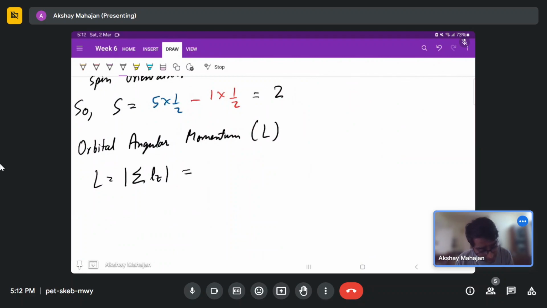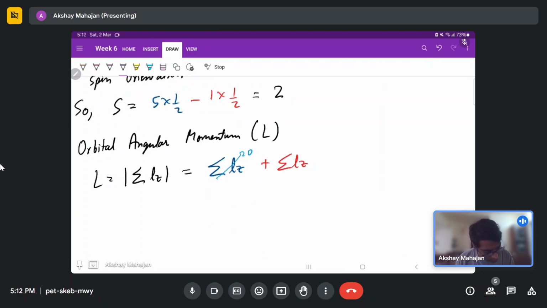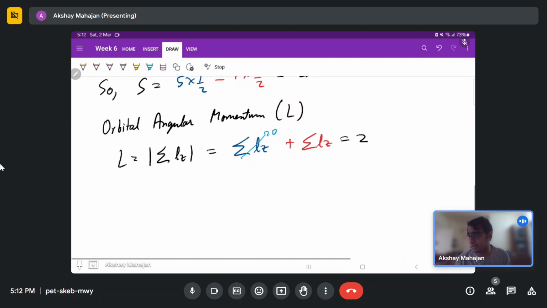spin down case. So basically you will have a summation over Lz for the spin up electrons, and then you will have one from the spin down electrons. Here the spin up will give you 0. So the only contribution will be from the spin down one, which will be +2, because we have just one spin down electron only. So L will be equal to 2 here, and therefore the J value is equal to L plus S in this case, because it is more than half filled.